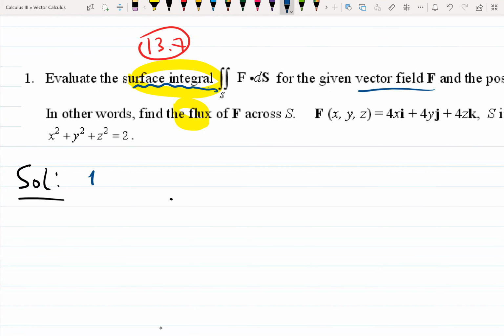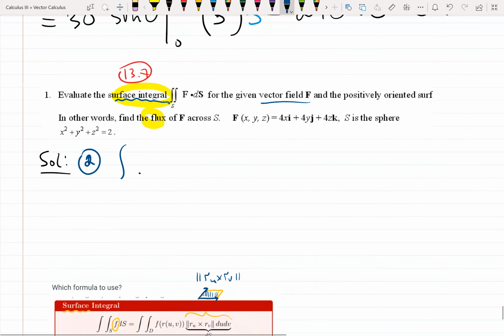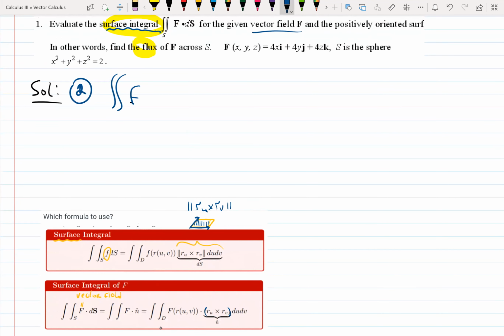Formula number 2. We need the double integral of F, rewrite everything in terms of r, which is not given, by the way, so that's a problem. Find the cross product and don't touch it. So don't find the size of that vector. No magnitude needed. Over D, that's what we need. Formula number 2.